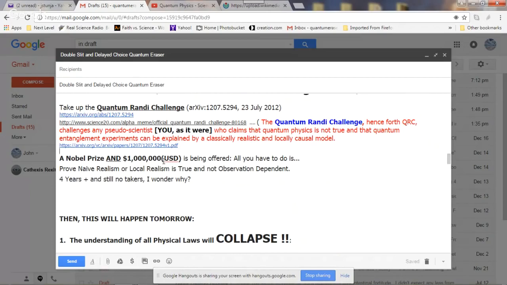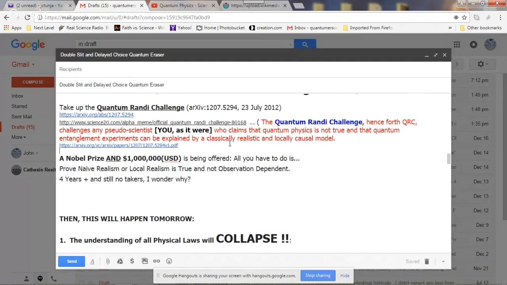So they're trying to see if you can explain it in Newtonian terms. Not only explain it, you need to show it by experiment. Yes, but in a Newtonian way is what they're trying to say. Okay. Because they know they can offer these things because they know you're not going to be able to do it, because they have metric tons of truckloads of experiments all validating the same thing. So all you have to do is prove naive realism or local realism is true and not observation dependent. Yep. 4+ years now and still no takers. Well, I wonder why.